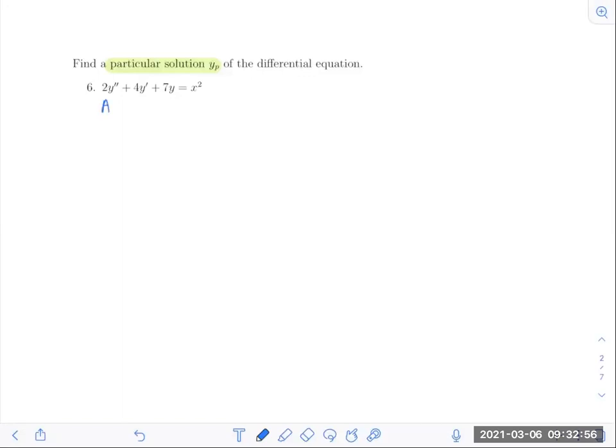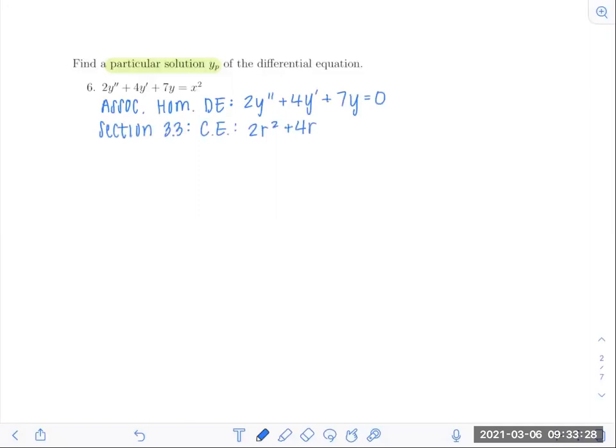So here is the associated homogeneous DE. All I'm going to do is drop that x squared term on the right and set it equal to 0. So this is back to section 3.3. How do we solve homogeneous equations? We set up the characteristic equation, 2r squared plus 4r plus 7 equals 0, and then we wanted to identify what types of roots we get from that characteristic equation.